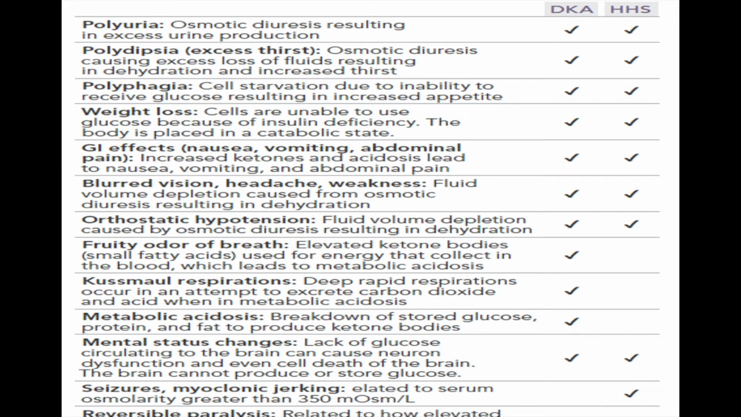So that's how we know that the patient has HHS, because there's no ketones in the body and the blood glucose is high. Basically, HHS could lead into seizures and reversible paralysis because of how high the glucose goes. Okay, so please make sure that you know that, because for sure that's going to come up eventually.